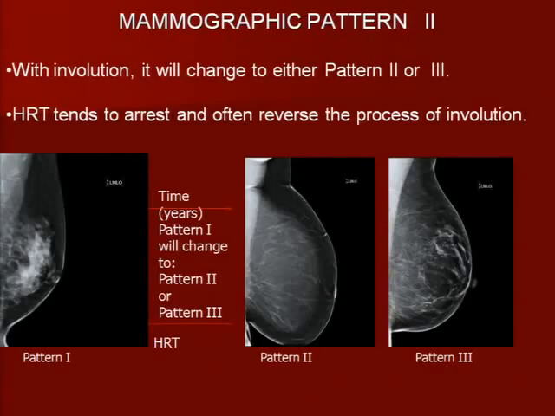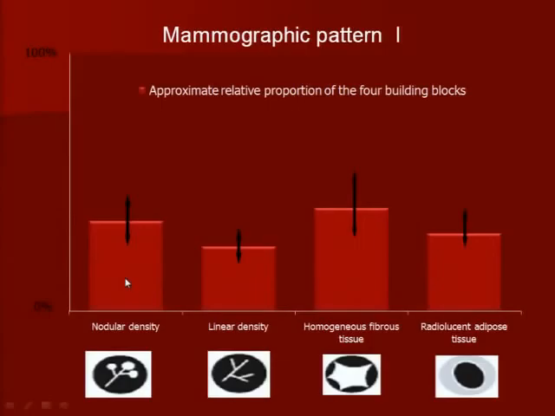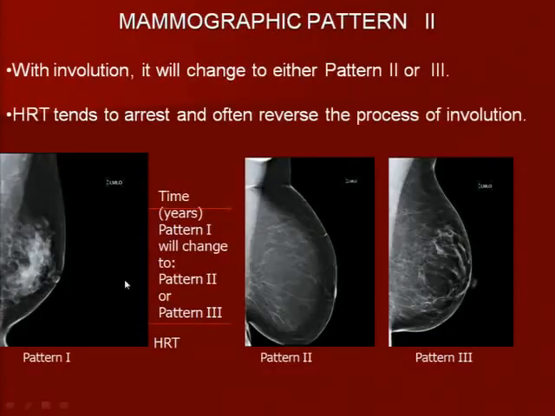Okay. And with involution, what happens? I said fatty involution can take time, so it can go to pattern 2, it can go to pattern 3. And vice versa, with HRT, it can go back to pattern 1. So that is pattern 1, okay? Pattern 1 is basically having equal components of all the 4 structures.